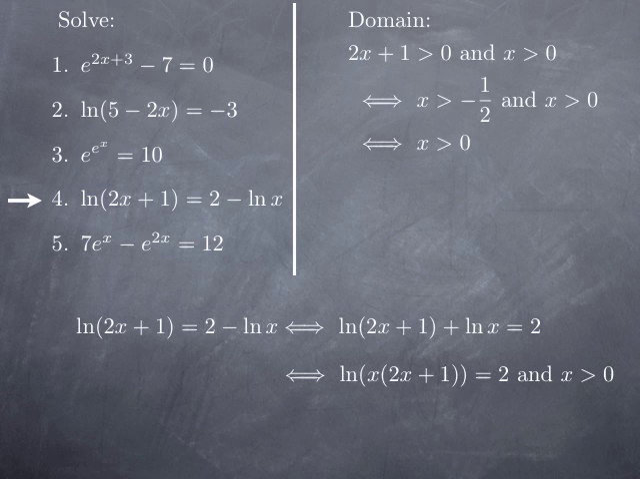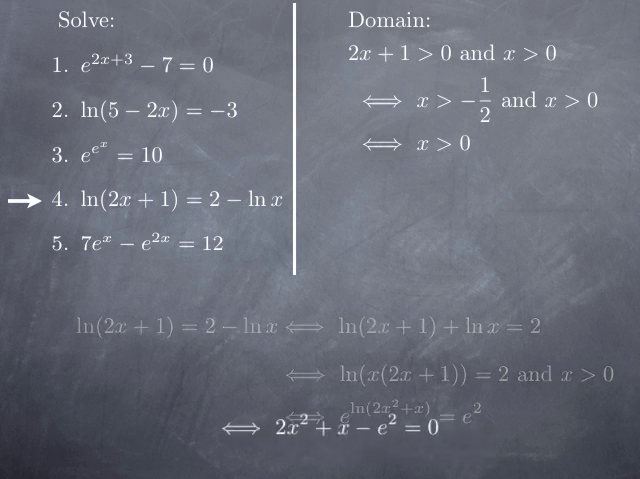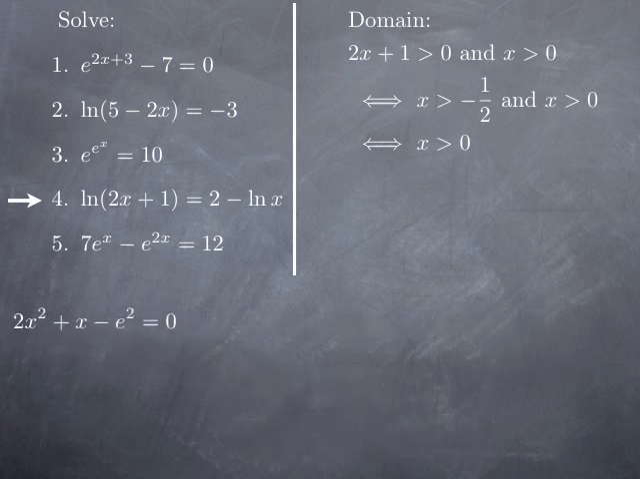Okay, so now I have a single log equal to a constant. I do the usual thing, take the exponential on both sides. And on the left hand side, I just have e to the ln of something, so I just get this something, which is 2x squared plus x. On the other side I have e squared, so I get 2x squared plus x minus e squared is 0. So that's a quadratic equation, and we know how to solve quadratic equations.